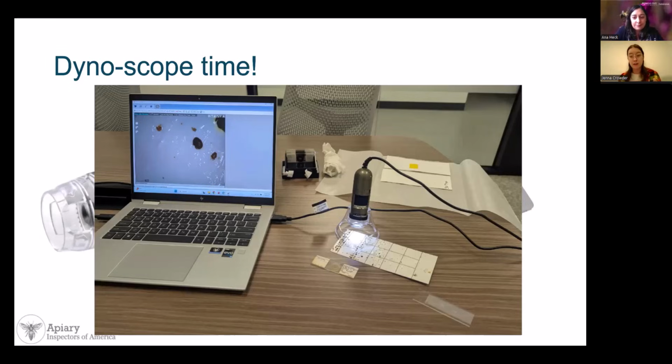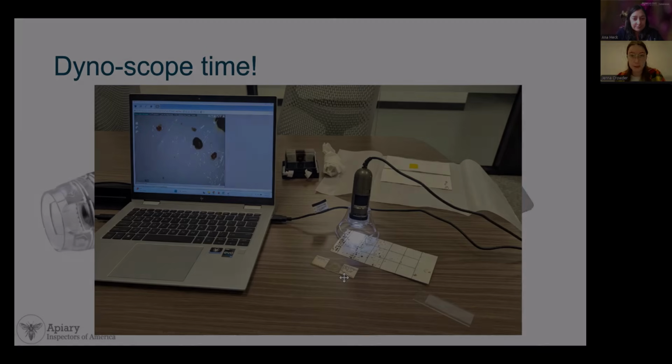There's a wide range of these types of scopes that can go up to just under like $1,500, but the cheaper ones will range lower. The one that I'm using today is a sub $600 scope, and I think they are a great option for examining sticky boards and things like this.